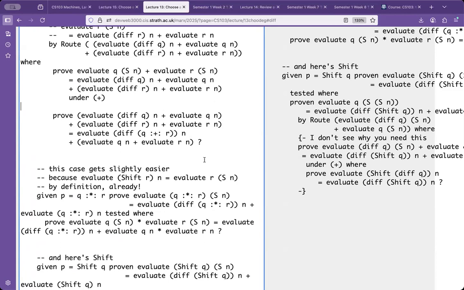We would like to get evaluate Qn to be next to evaluate Rn, because then we could use under to do a spot of cancellation. So here we're picking up the piece of algebra that's going to get the left-hand side nearer the right-hand side, which is a swap middle of 4 move.